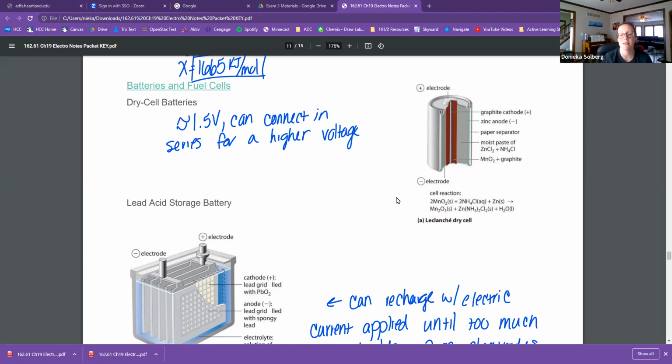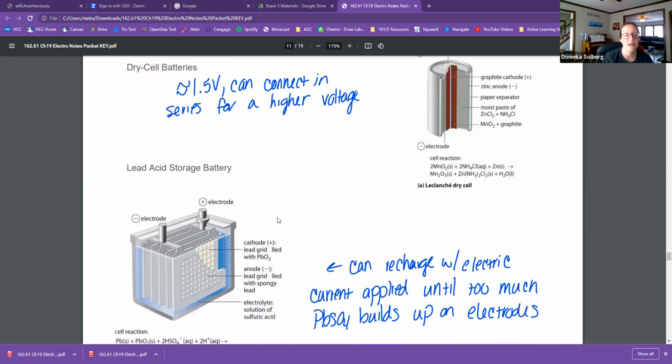So essentially what's happening is this reaction. Yes, it is a more complicated reaction than just a single metal and a solution transferring, but that's essentially what's going on in there. I'm harnessing the energy produced from the transfer of electrons in a spontaneous reaction. Okay, same thing in a lead acid storage battery.